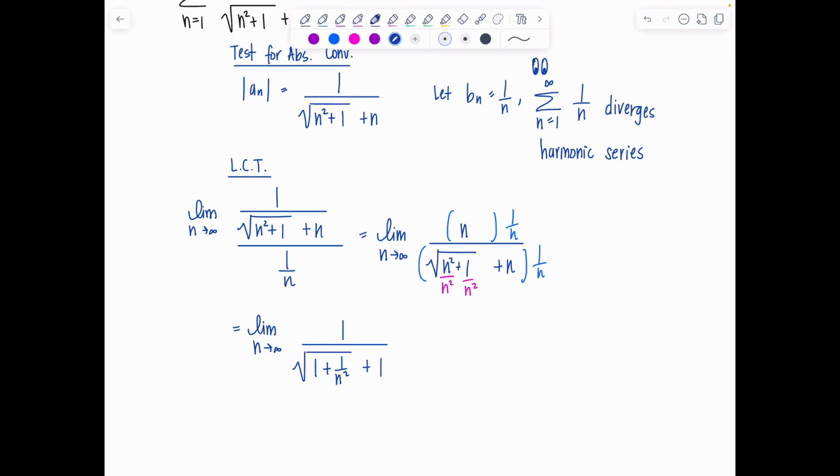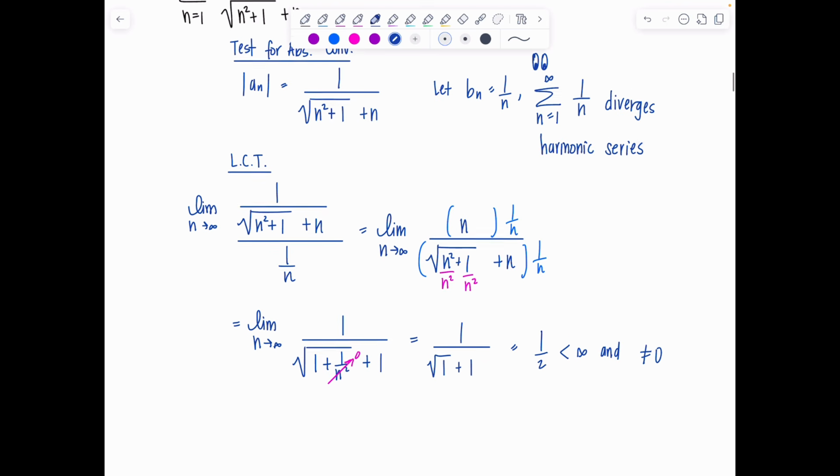So then from here, let's see, 1 over n squared is going to go to 0. Then I have 1 over square root of 1 plus 1, which is a half. What do I care about this limit? When you do the limit comparison test, you need this limit to be finite and non-zero, which it is. Woohoo! So what does that tell me?